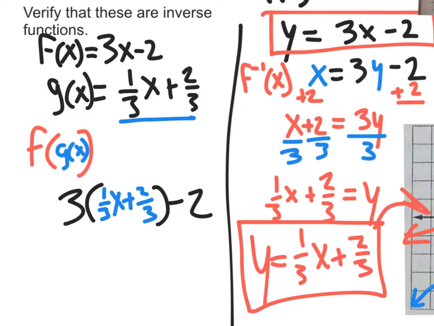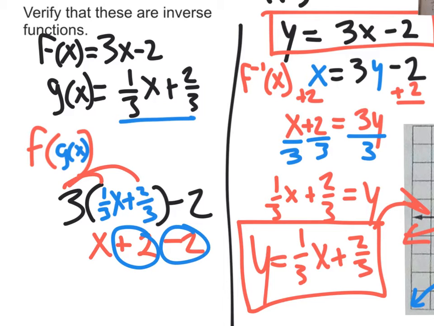So that is truly f of g of x. I'm taking my g of x function and plugging it into my f of x function. So here it is, 3 times that binomial minus 2. That looks ugly, but when you work it out, if you distribute 3 times 1/3, the 3's cancel and you just end up with x. And then 3 times 2/3, the 3's cancel and you just end up with a plus 2. And then at the very end, you have a minus 2. So what happens with the plus 2 and the minus 2? They cancel out. And ladies and gentlemen, we truly are left with just x.